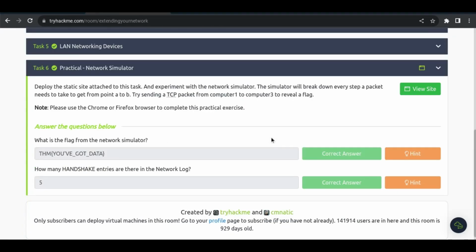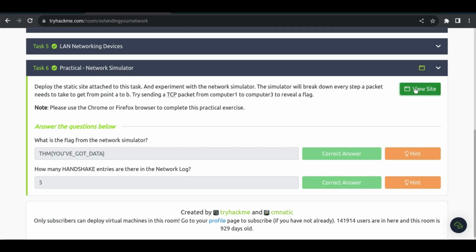On to our final room. Task 6, Practical Network Simulator. Deploy the static site attached to this task and experiment with the network simulator. The simulator will break down every step a packet needs to take to get from point A to point B. Try sending a TCP packet from computer 1 to computer 3 to reveal a flag. Note, please use the Chrome or Firefox browser to complete this practical exercise.